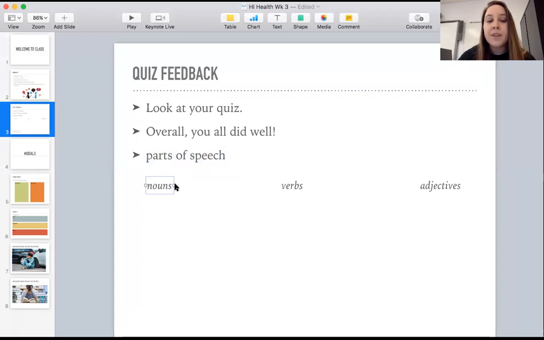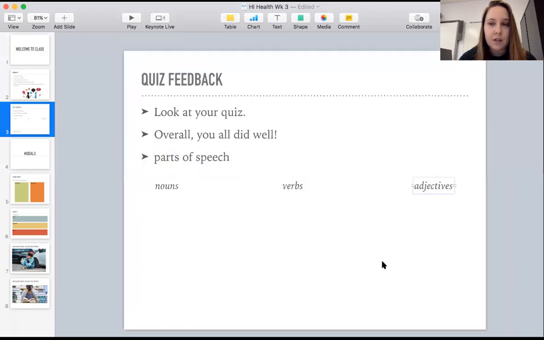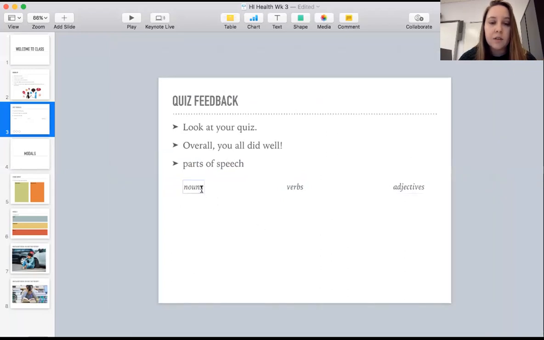When we think of parts of speech, the three main categories are nouns, verbs, and adjectives. Nouns are anything that is a person, place, or thing. So nouns are the things you think of as the subjects of sentences. He goes to the store. I read the book. They're also the objects of sentences. So he goes to the store is a noun. I am reading a book.